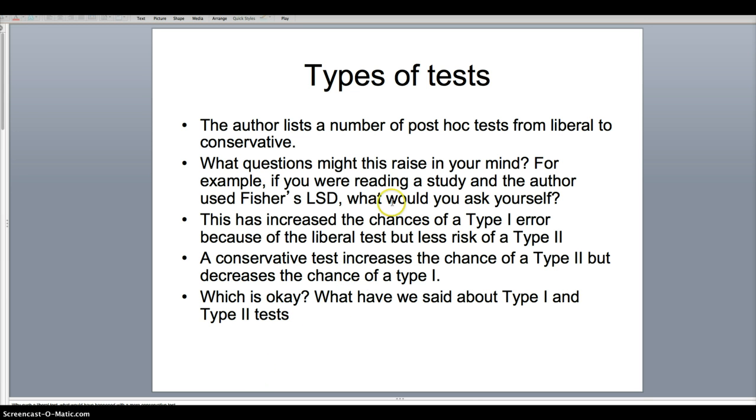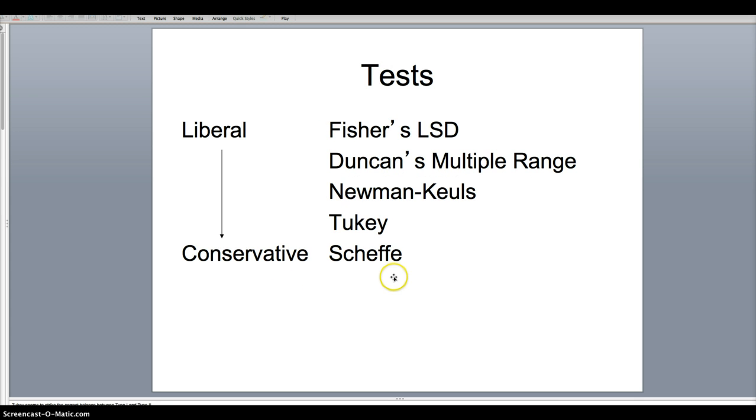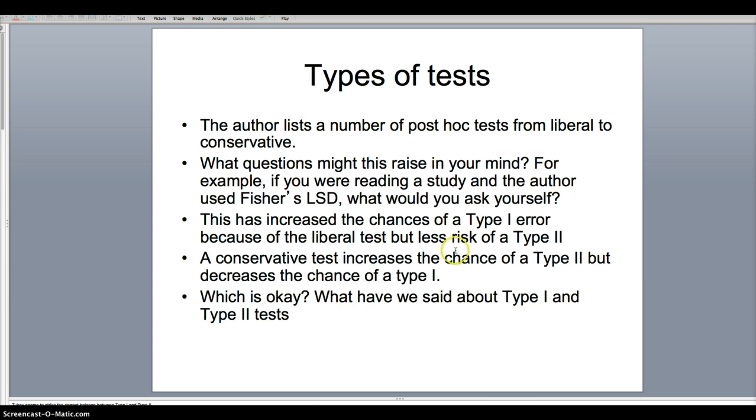The thing about the type of test that they use, whether it's liberal or conservative, is if somebody used a liberal test like Fisher's, that increases the chances of a type 1 error, but reduces the risk of a type 2 error. A conservative test like Chaffee's increases the chances of a type 2 error, but decreases the chances of a type 1.